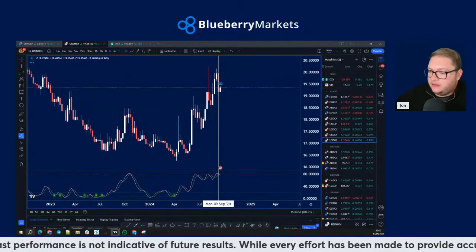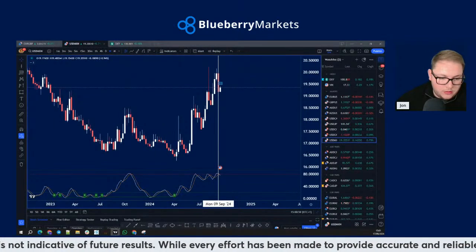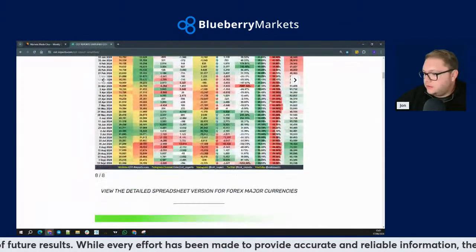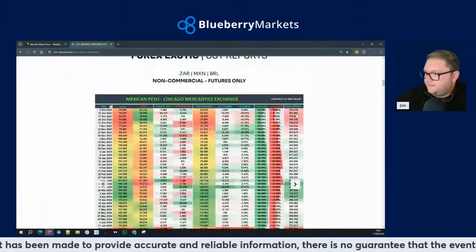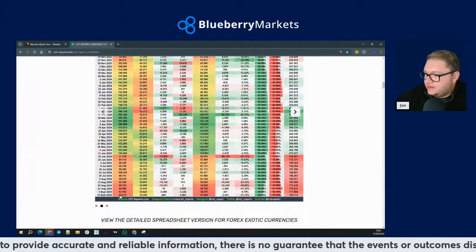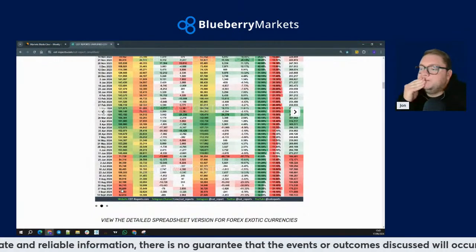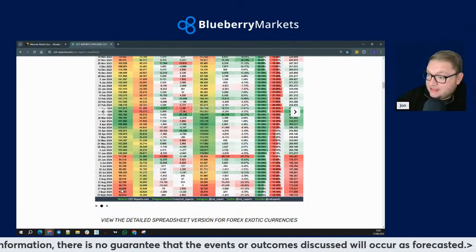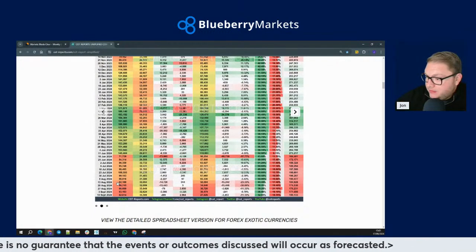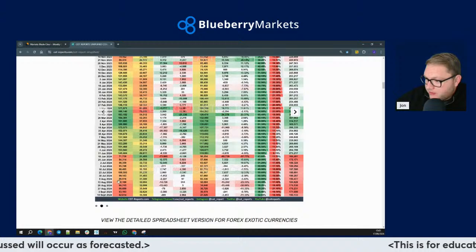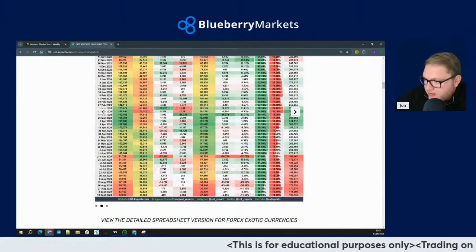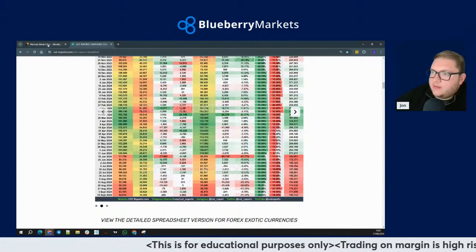Let's have a little look at the COT reports here as well. Let's have a little look. Exotics. Mexican peso. Yeah, look, they're starting to get aggressively, I was going to say aggressively short, but they haven't got aggressively short. Longs have started to fade off. When's that? 18th of June. Let's see what happened on the 18th of June.